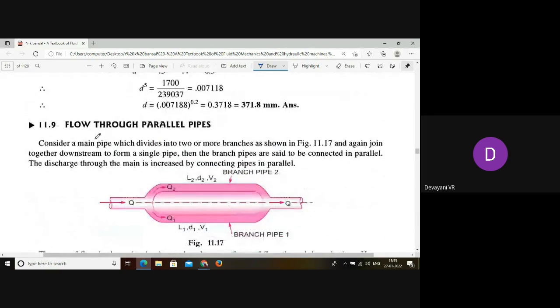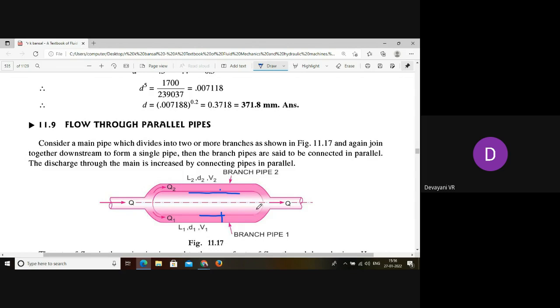Right. The next topic, flow through parallel pipes. So in the previous case, we calculated the total loss by connecting the pipes in series, and now we are going to study the flow through parallel pipes. Suppose the pipes are arranged parallel to each other. This is the first pipe and this is the second pipe. If these pipes are connected parallel to one another, the total head loss can be calculated by using another formula.